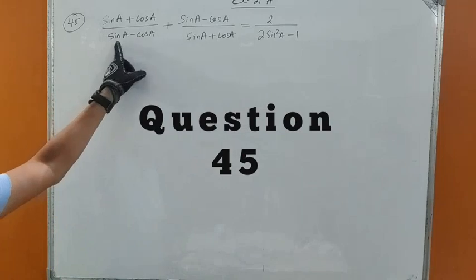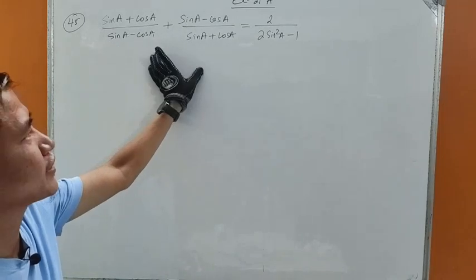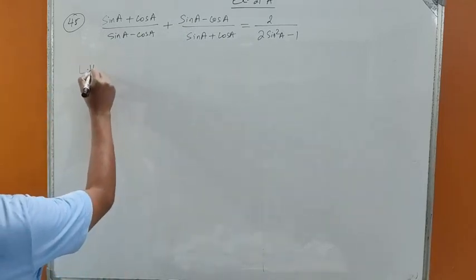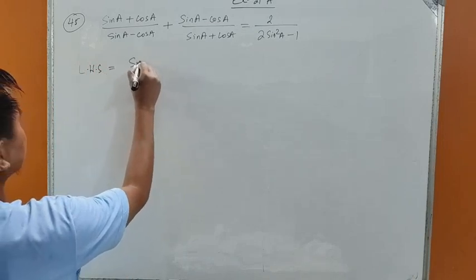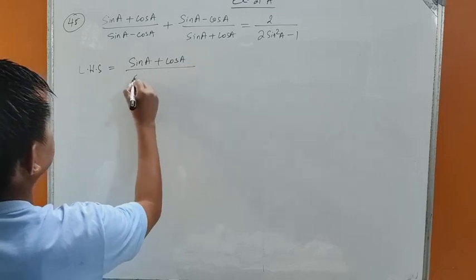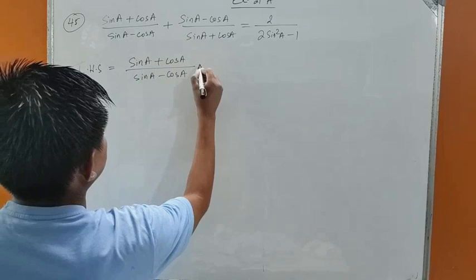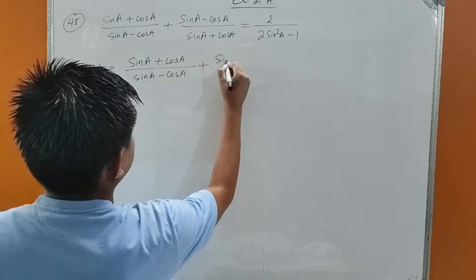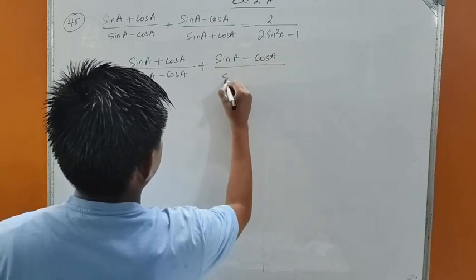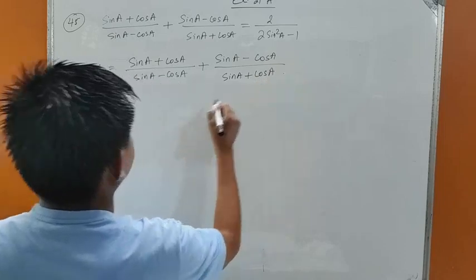We have sin A plus cos A upon sin A minus cos A plus sin A minus cos A upon sin A plus cos A in the left hand side, and we are asked to prove this equals this, isn't it? So LHS equals sin A plus cos A upon sin A minus cos A plus sin A minus cos A whole upon sin A plus cos A. This is what we have in the left hand side, isn't it?